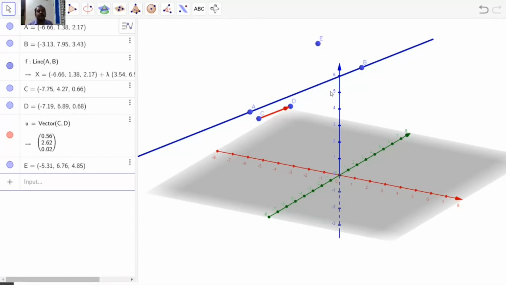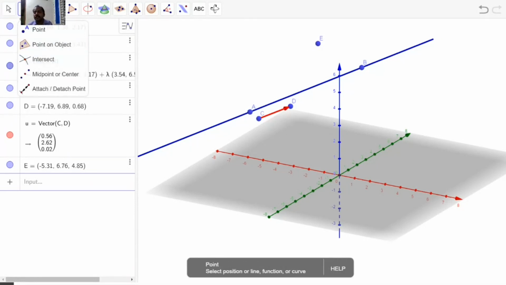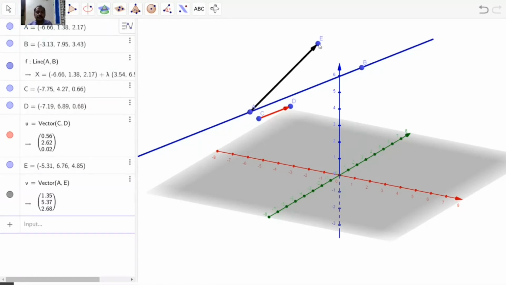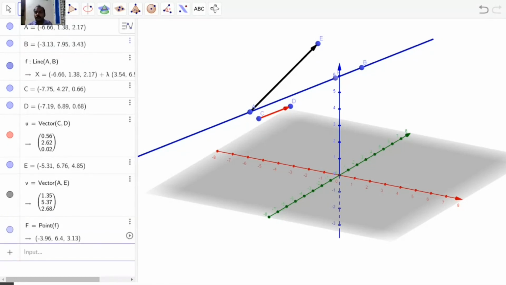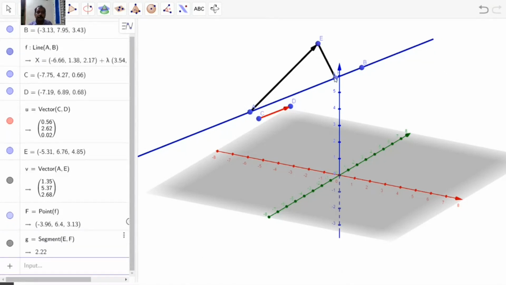Now consider the vector joining A and E, and consider a segment perpendicular to this one. So consider one more point, it will be somewhere here. So our problem is to find the distance between S and N. So let us bring this to our board.